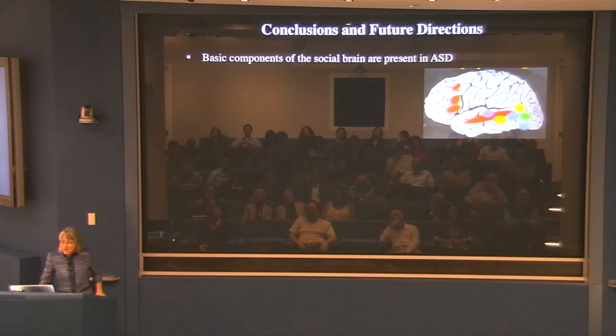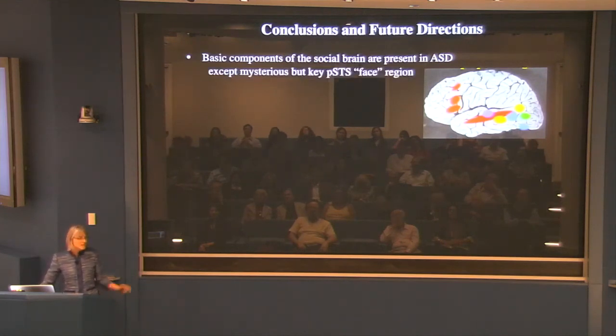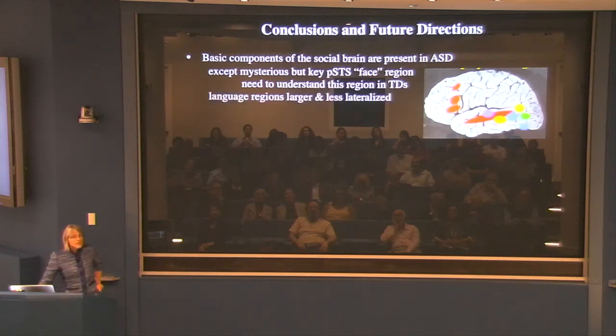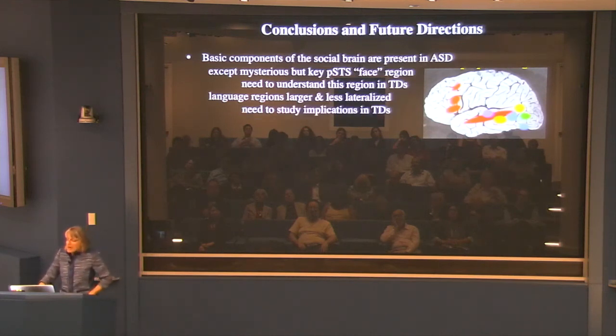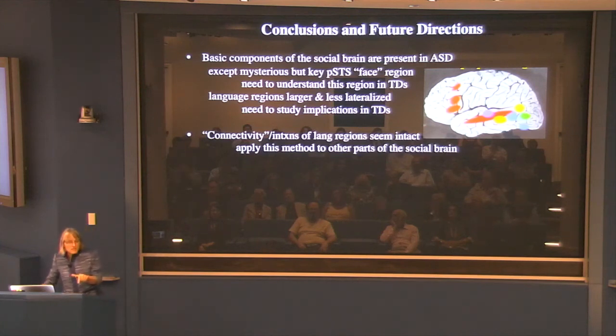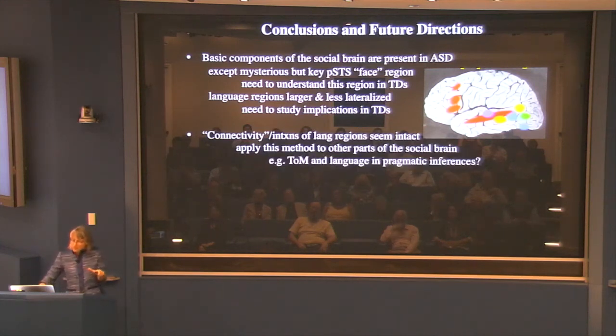Okay, so to wrap up, where are we? I would argue that the basic components of the social brain are pretty much present in people with autism, except possibly for that STS face region that isn't a face region. And I think we need to understand that region much more in typical subjects. There are a few subtle differences, like the language regions are slightly larger, they're less lateralized, and I think we need to know what the size of language regions and their lateralization means in typical subjects to understand that better. In terms of the way these regions interact, those look very similar from that resting functional study that I showed you for the language system. We need to look more at that method with the other regions.